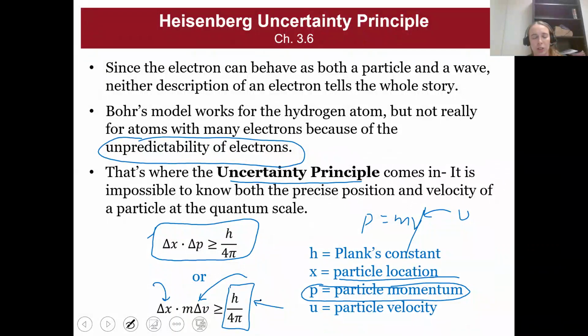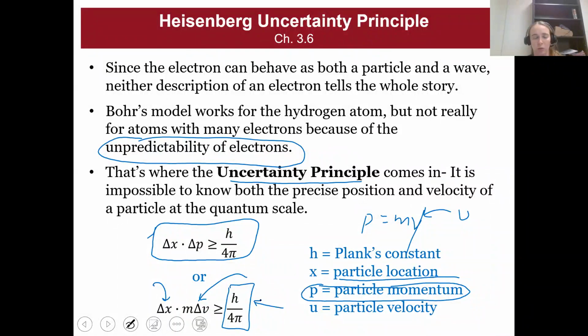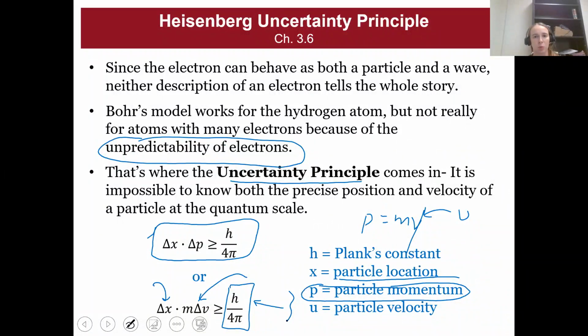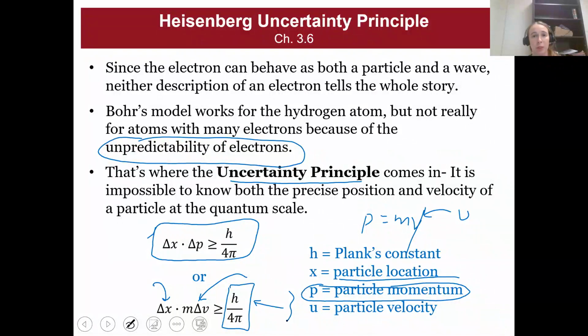The change corresponds to the uncertainty. So even if one of the uncertainties is really small, like you know it really well, then the other one has to be bigger so that it stays above this number. Okay? That's all you need to know about the uncertainty principle: it is impossible to know both the precise location and velocity of a particle at the quantum scale.